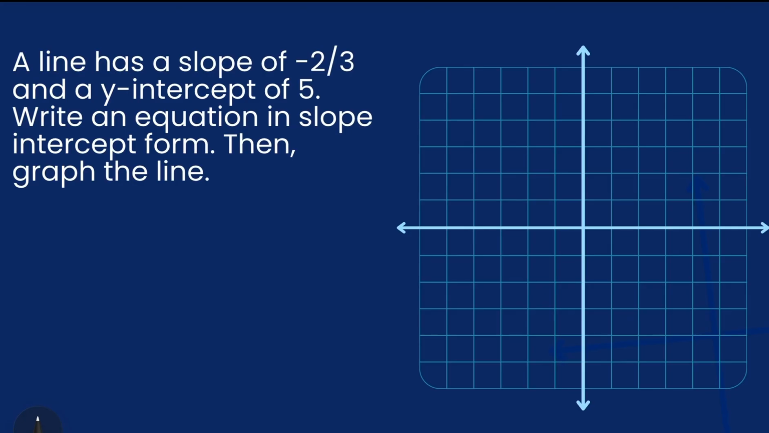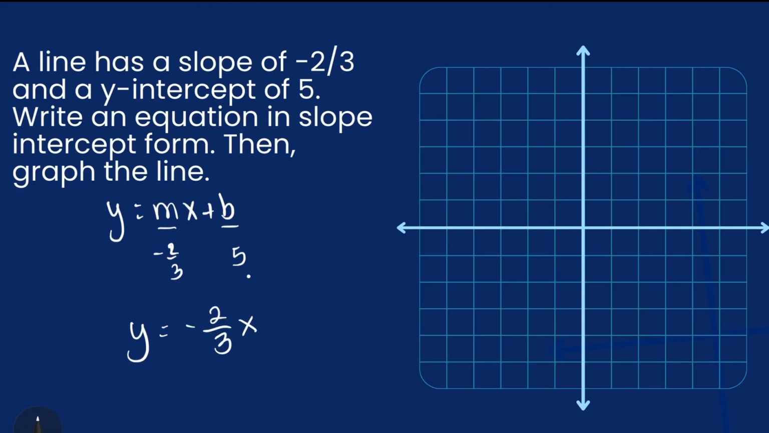So here they tell us that the slope is -2 over 3. Remember, slope-intercept form is y equals mx plus b. So I'm simply going to replace my m with my slope, which is -2 over 3, and my b with my y-intercept, which is 5. So I'm going to rewrite this as y equals -2 over 3x, I always keep the x, plus my y-intercept, which is 5. And that's it. That's my equation in slope-intercept form.